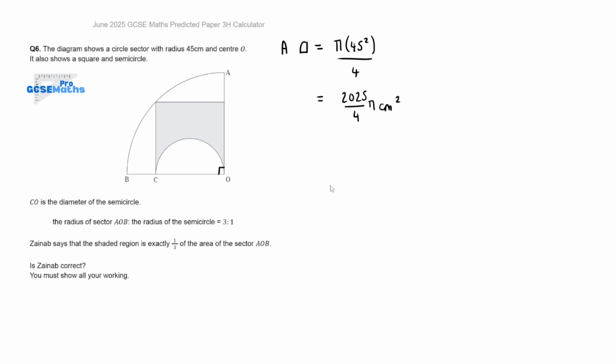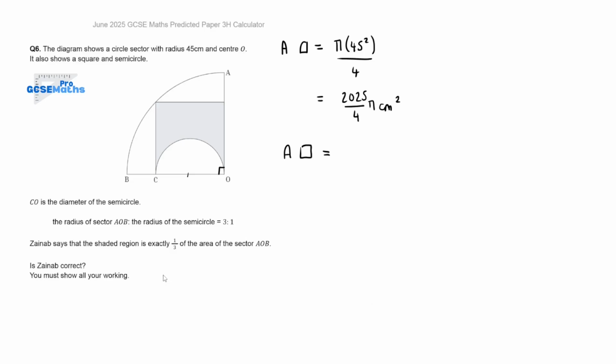Okay, how do I work out the area of the shaded region? Well, I would obviously also need the area of the square. The only thing is, currently I don't have any measurements for the square. I know that the whole of OB and OA is 45, so let's come back to our ratio. The radius of the sector, so let's say OB, to the radius of the semicircle, and they have said radius, it's not CO, it's kind of like here, halfway, is 3 to 1.